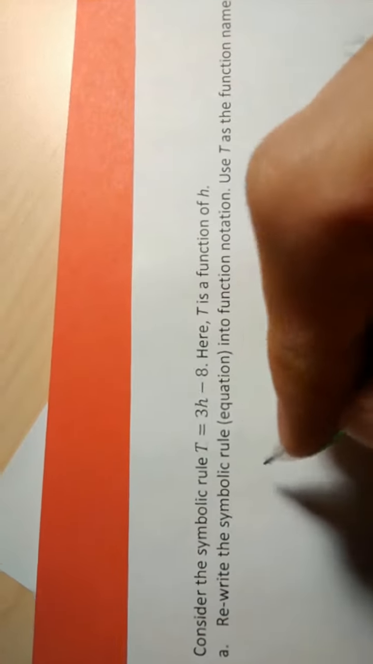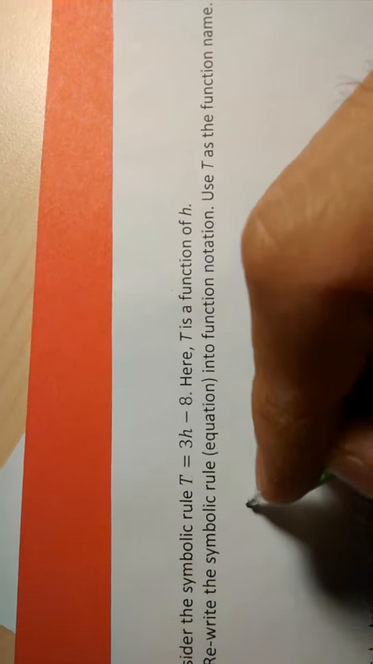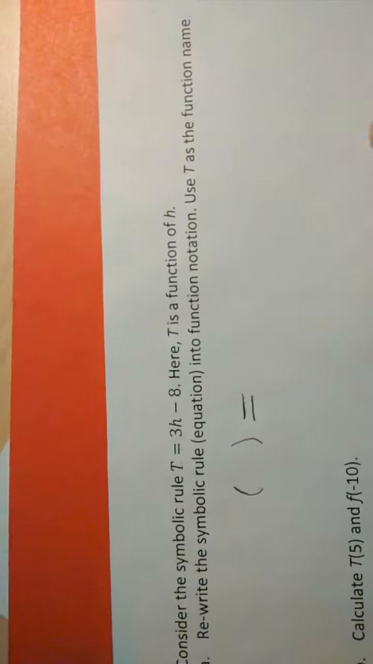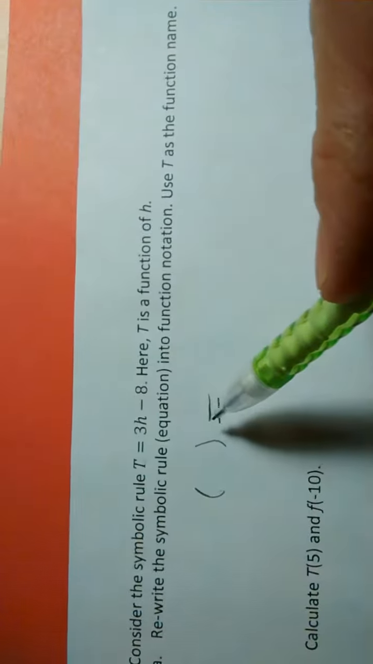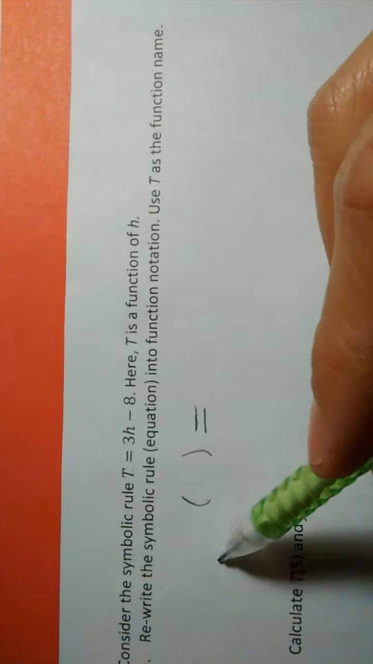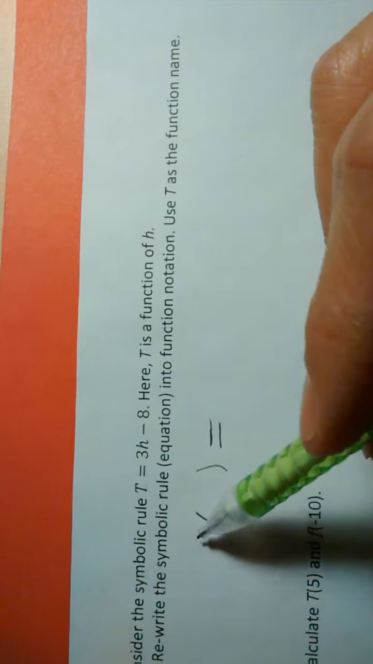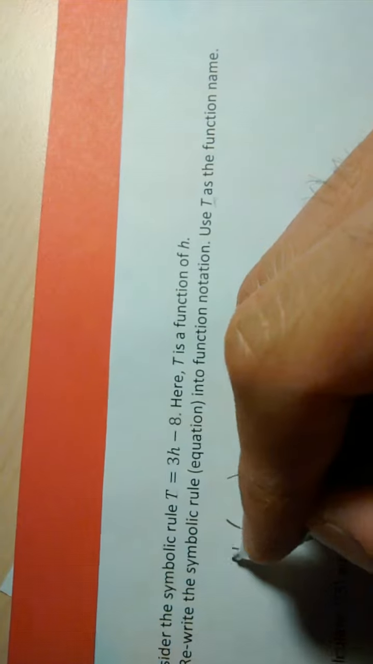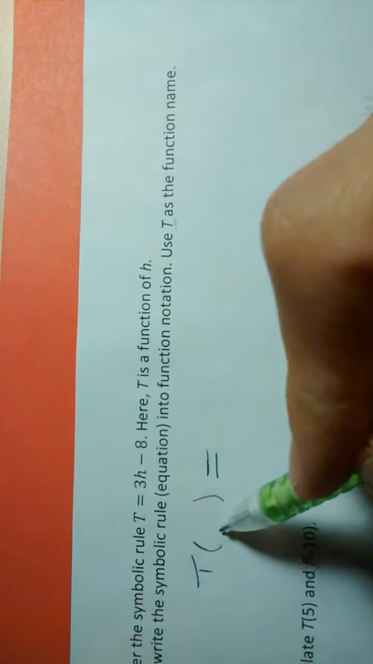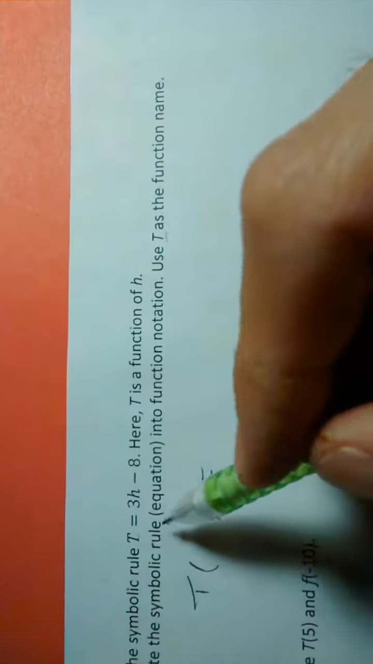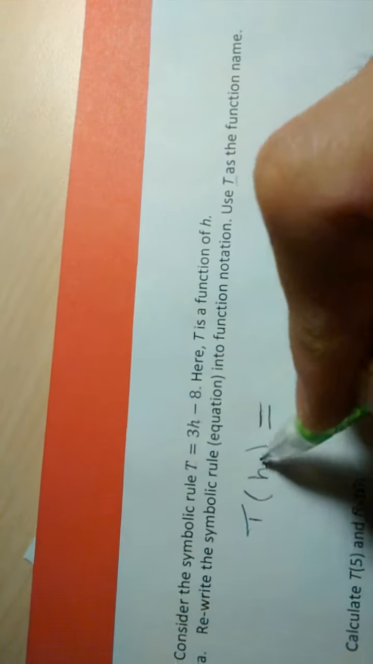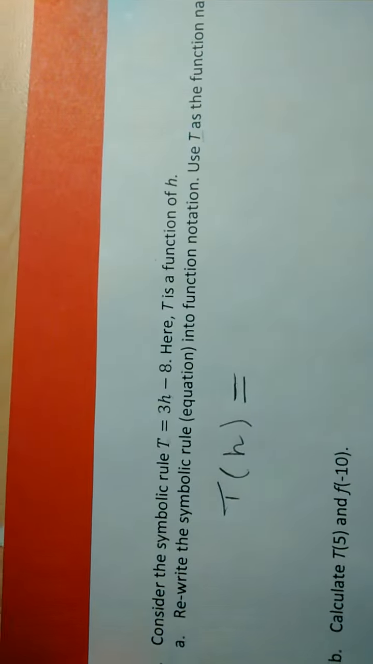Alright, so in function notation, we have a set of parentheses, an equal sign, and when we are translating an equation into function notation, again, this first area is the function name, which the problem told us to use t, so we're going to use t there. The inside here goes the input variable. So which one is the input variable here? Is it t or h? Good. Hopefully, I think I heard you say h.